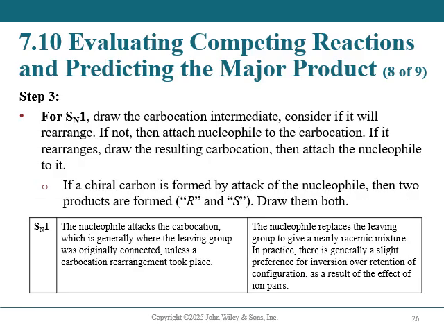For SN1 reactions, we draw the carbocation intermediate first. Consider if it will rearrange. If it does, then you perform that rearrangement, and then we proceed with the rest of the reaction, the nucleophile coming in. If not, then we just attach the nucleophile to the carbocation. If it rearranges, draw the resulting carbocation, then attach the nucleophile to it. If a stereocenter is formed by attack of the nucleophile, then two products are formed. We draw the R and the S.